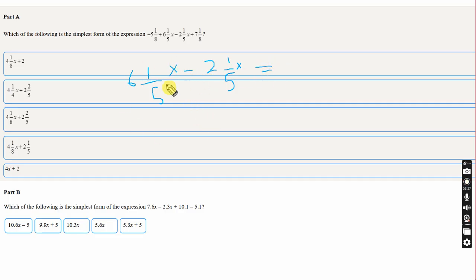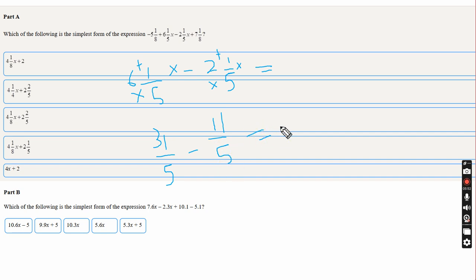So now here you can make this into a fraction. You multiply and you add. Why are we doing this? We're making the mixed number into an improper fraction. So 30 plus 1, 31 over 5 minus 10, 5 times 2 is 10, plus 1, 11 over 5. So what's this? Now 31 minus 11 over 5, what do you get?